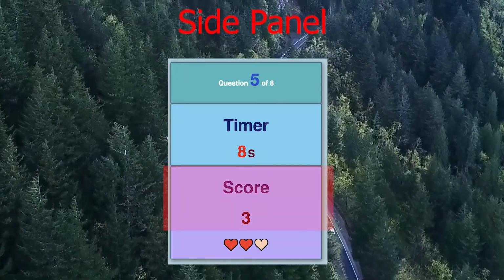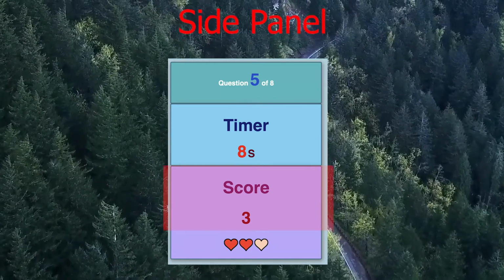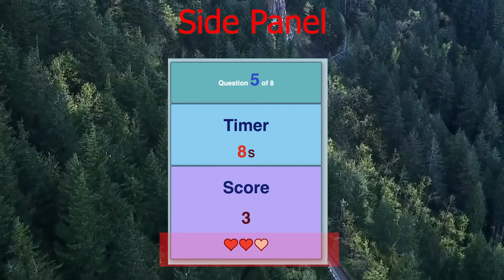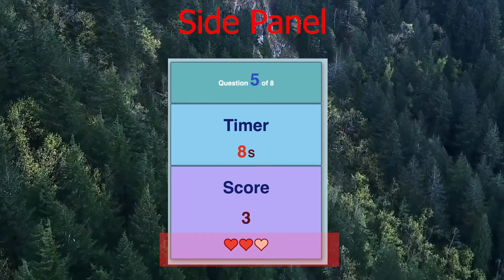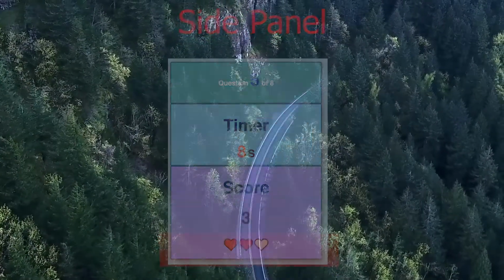Further down is a section that contains the score obtained for the challenge, where each question answered correctly obtains a score of 1. Then finally, the section at the bottom contains heart icons which indicate how many incorrect attempts out of 3 would be remaining, before which the challenge would be terminated prior to all 8 questions being answered.